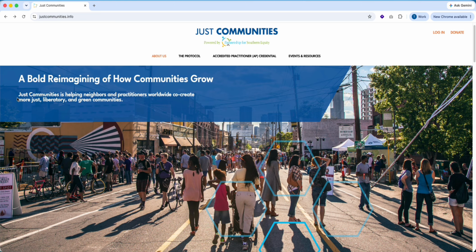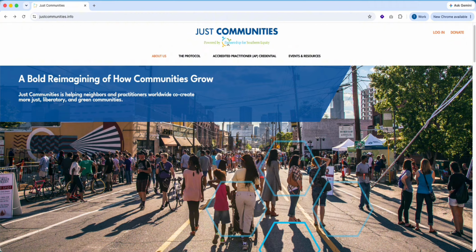Let's look at this site. We have "Bold reimagining how communities grow." This is pretty good as far as a headline goes. The subheadline, to me, is not as strong: "Just Communities helping neighbors and practitioners worldwide create more just, liberatory, and green communities." Part of the problem I have with this is the word practitioners.